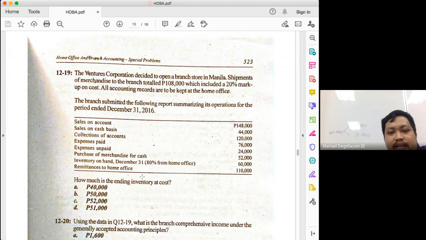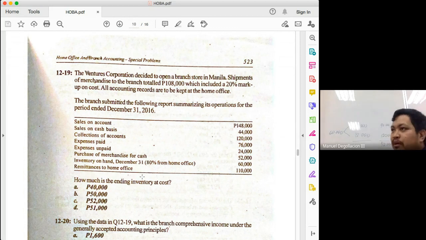Okay, so let's get the true cost of this 48,000. We know that the markup rate is 20%. So the next step is to divide 48,000 by 120%. And that will give you, okay, so that means the true cost of the 48,000 is 40,000. And then the 12,000 is already at its true cost. All you have to do after removing the markup on the goods coming from the home office is to add it with the goods coming from outside parties. So the answer here would be 52,000.